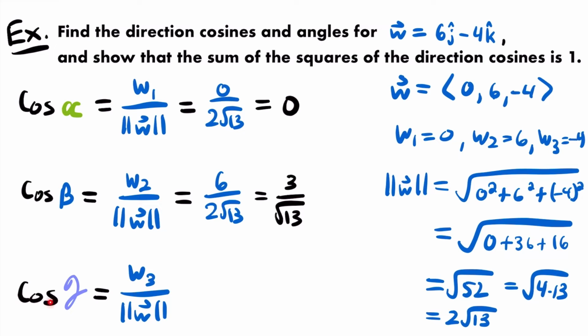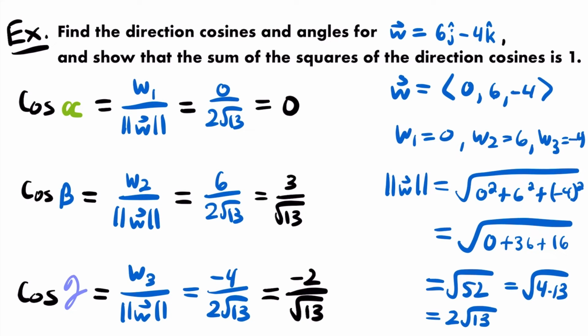And then for cosine of gamma, that's equal to W3 divided by the magnitude of vector W. So we'll have -4 divided by this magnitude. And so this is equal to -4 divided by 2 square roots of 13. But once again, just like how 6 was divisible by 2, we can divide -4 by 2 and get -2. So this is equal to -2 divided by the square root of 13.